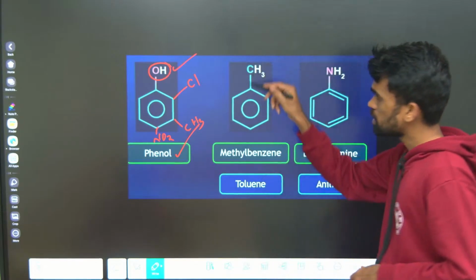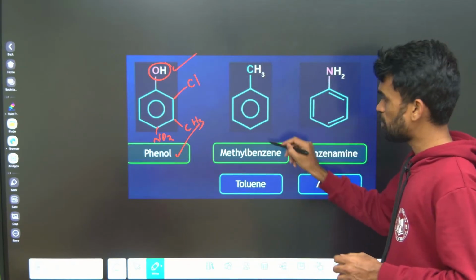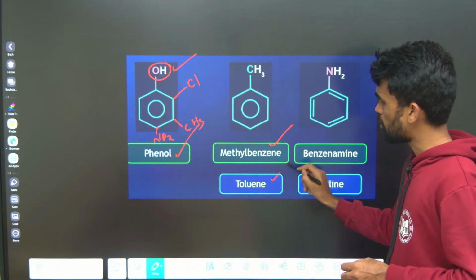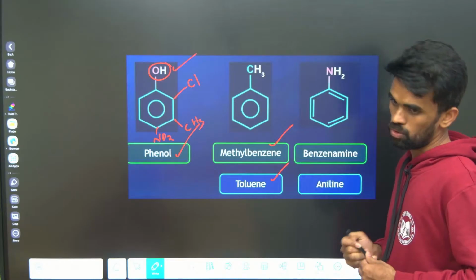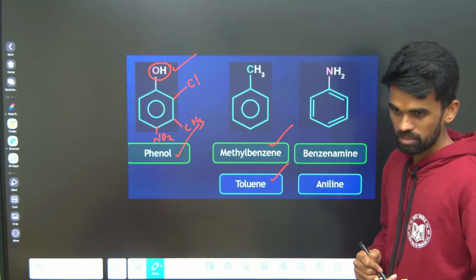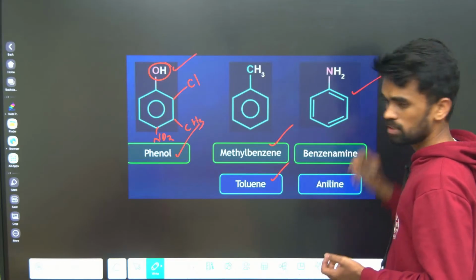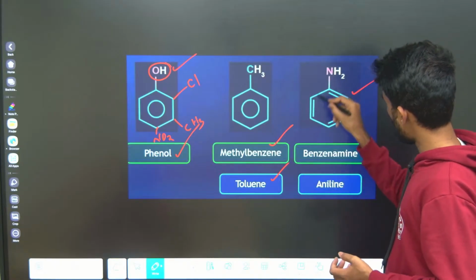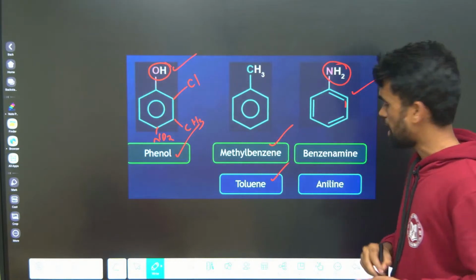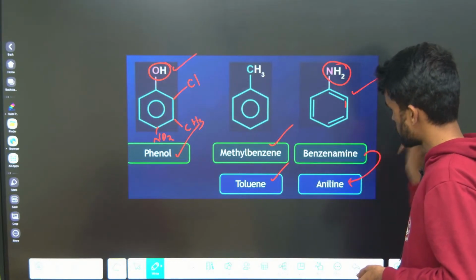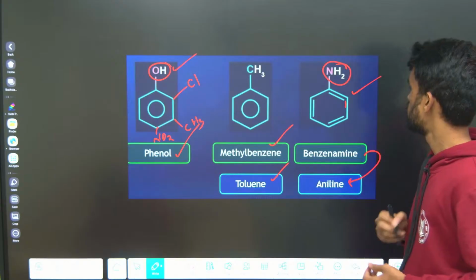Next, this one, methylbenzene. We can call the common name toluene. Toluene is not an IUPAC name, but it is accepted. Okay, next. Benzenamine or aniline. On a benzene ring, if we have an amine group, we can call it benzenamine, and its common name is aniline. Okay, right.